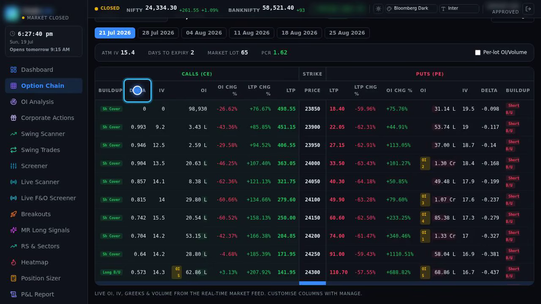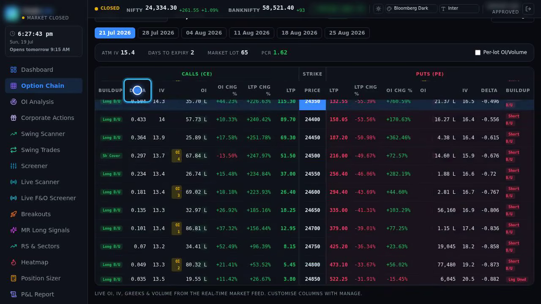Let's talk about delta, the first of the option Greeks, shown in this column. Delta answers a very practical question you'll ask constantly. If the index moves by 1 point, how much will this option's premium move? An at the money option has a delta of around 0.5, meaning it captures roughly half of every point the index moves. A deep in the money option has a delta close to 1. It moves almost rupee for rupee with the index, like holding the stock itself.